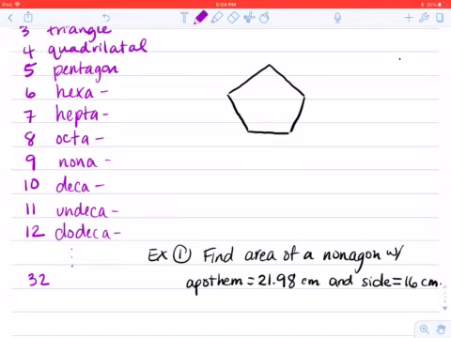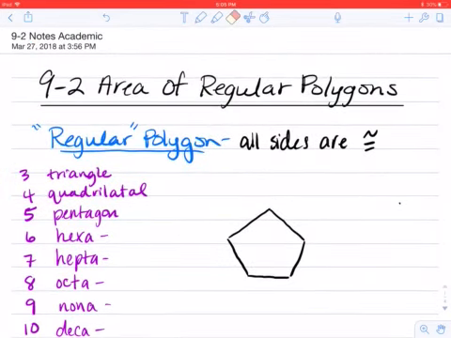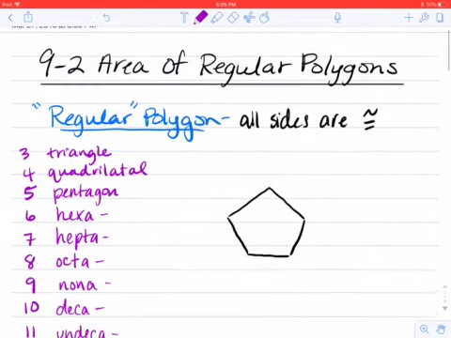If I were to continue, like let's say I had 32 sides, guess what that's called? A 32-gon. Yep, that's all we say. It's weird. So like n-gon, where n is your number of sides.